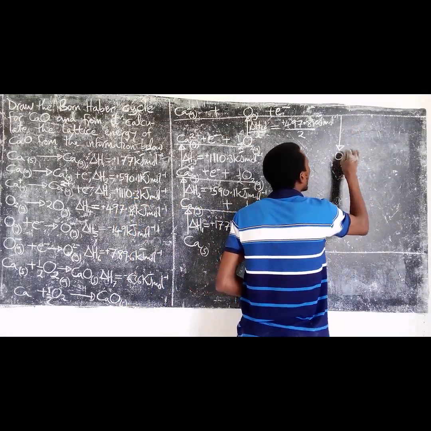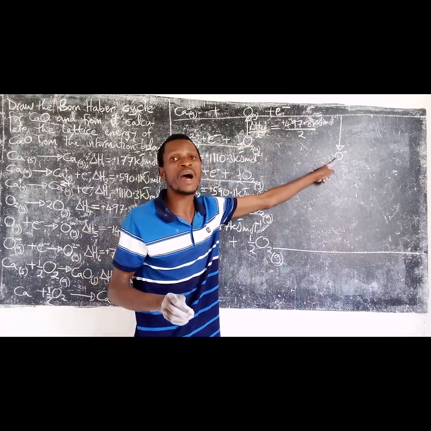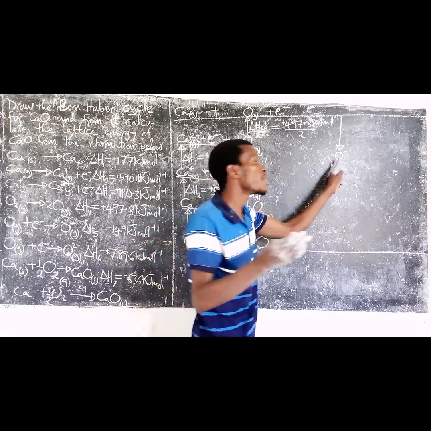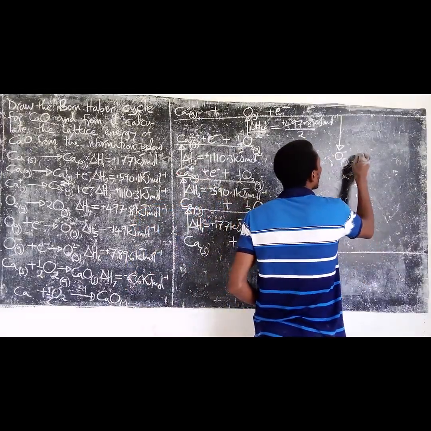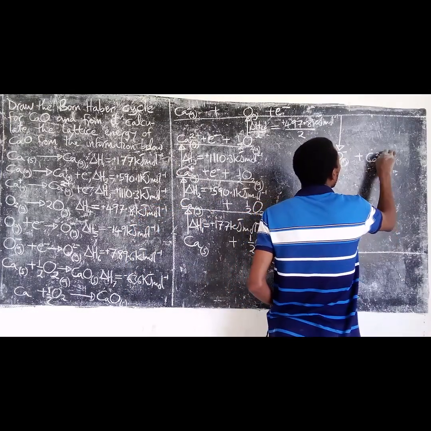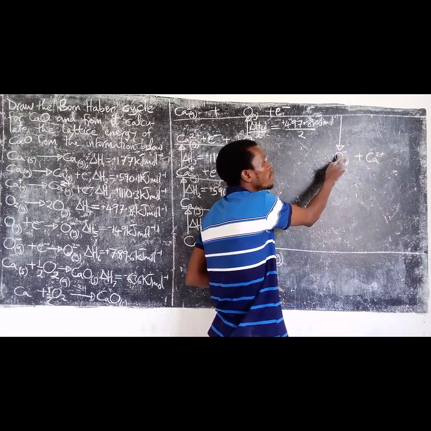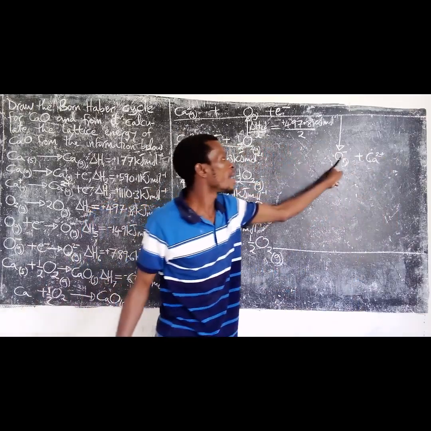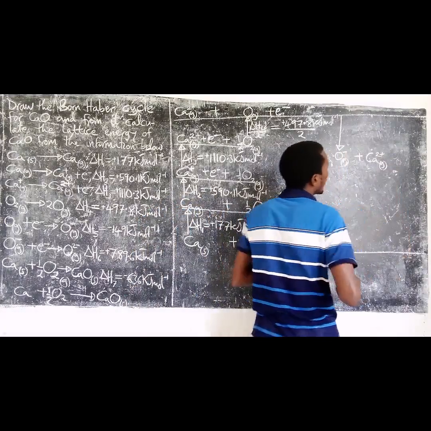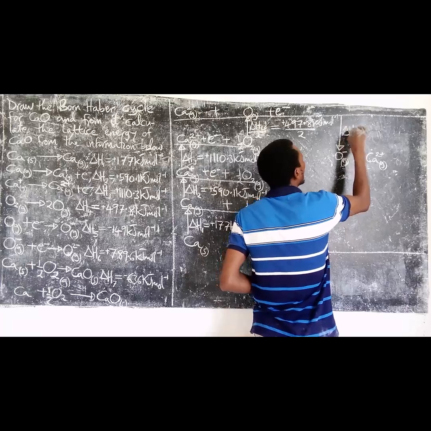Now, oxygen accepts 1 electron to form a mono negatively charged gaseous ion. This is a gas plus calcium. Now, the metallic ions may be written in front of non-metallic ions, like this one. This is a gas. This is a gas.